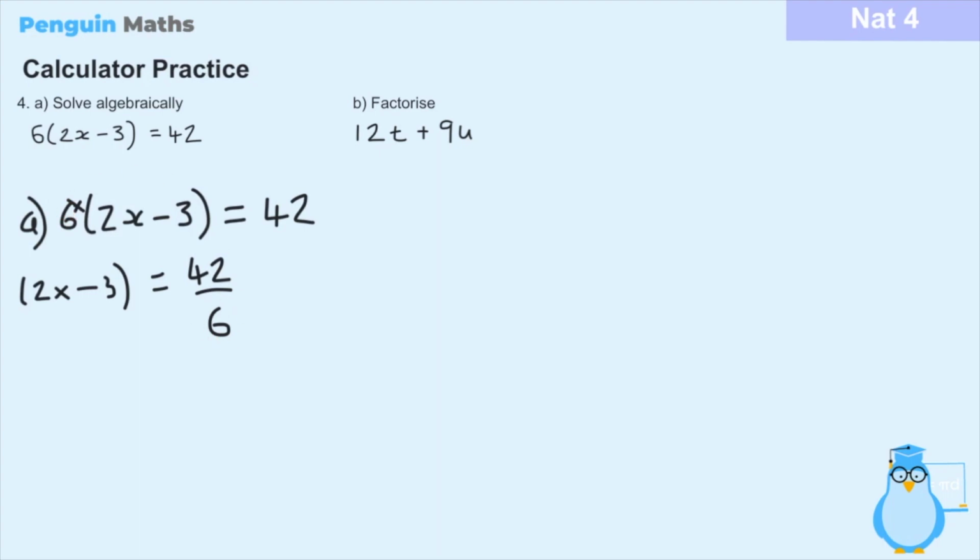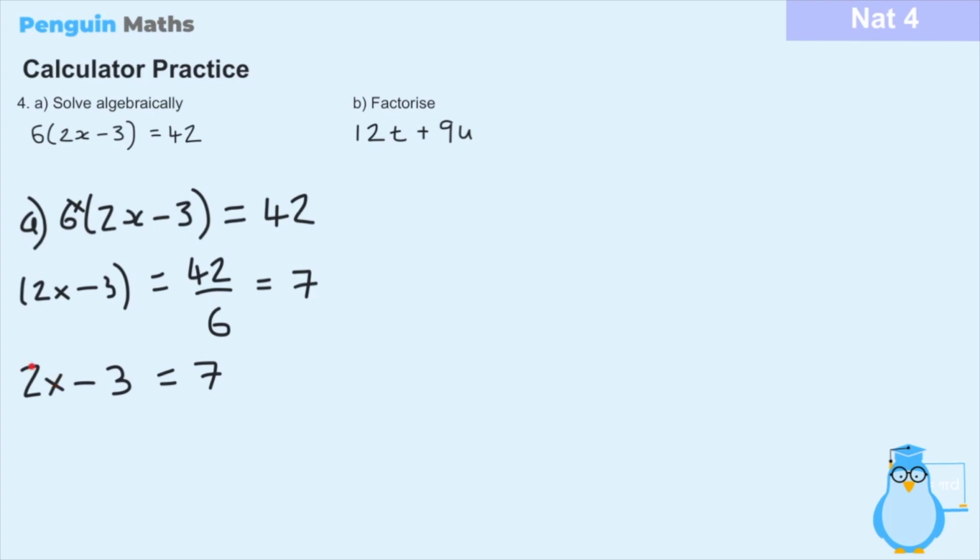And we can just simply say now that 42 divided by 6 is equal to 7, because we know that 6 times 7 is 42, so 42 divided by 6 must be equal to 7. So that means already we are just left with 2x minus 3 is equal to 7.